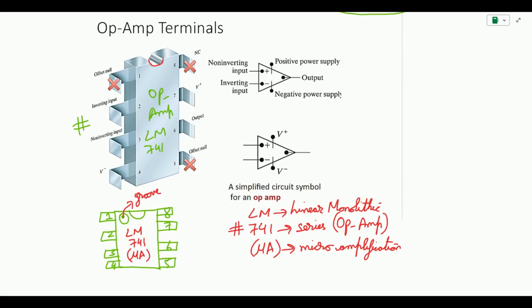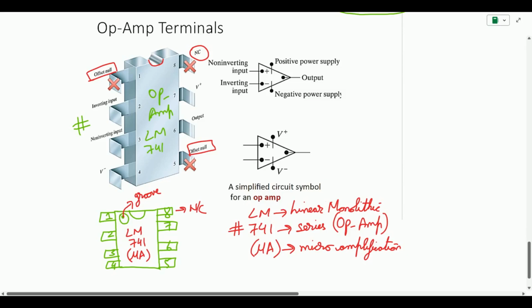Now let us understand what the pins are and what the important pins needed for our course to do the analysis are. So for our case, the first pin is called offset null, and the fifth pin is also called offset null. We are going to see what it means. The eighth one is called NC, which means no connection.